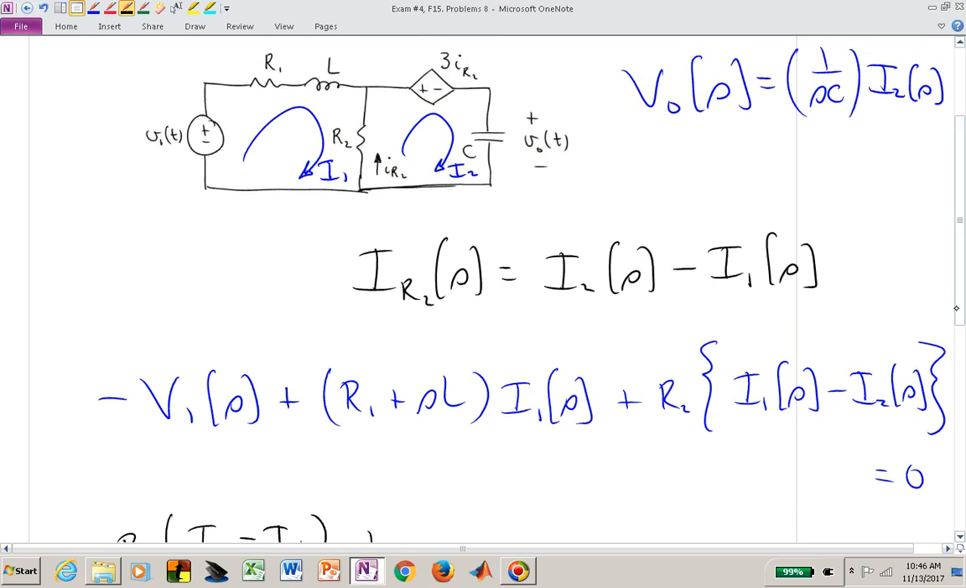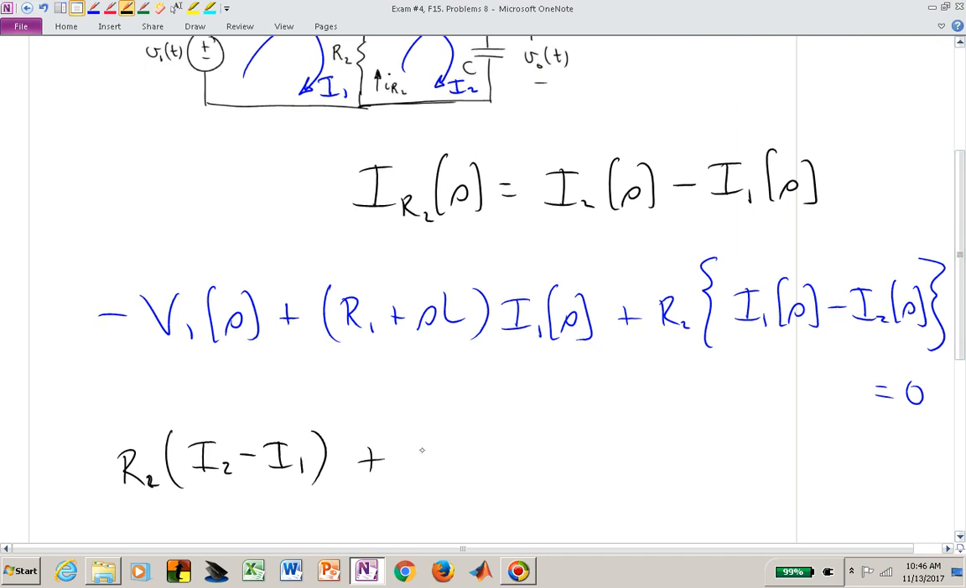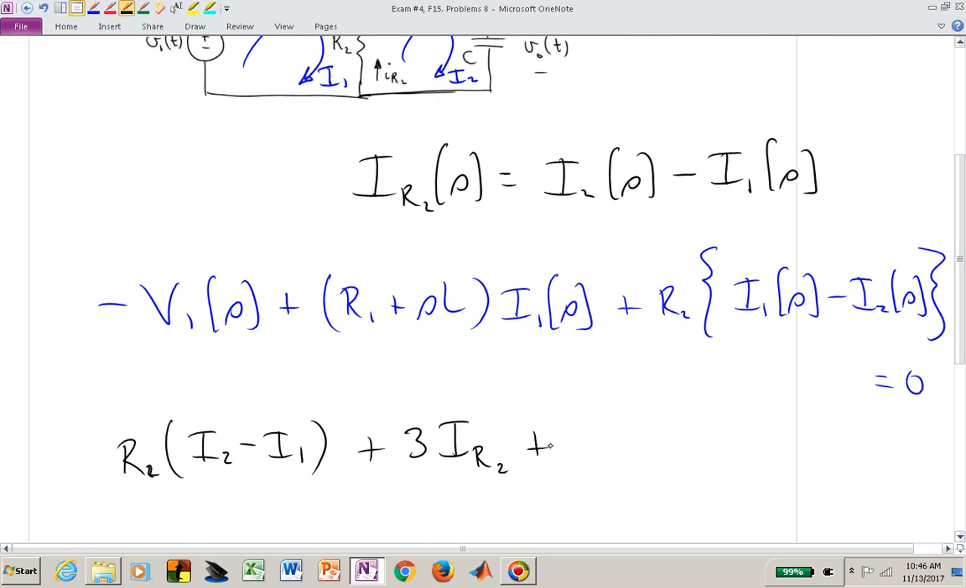That's the drop from bottom to top across R sub 2, the voltage drop. Then I enter that dependent source on the left, and that's with the plus sign, so I now have plus 3I sub r sub 2 plus 1 over SC times I sub 2, and that's equal to 0.